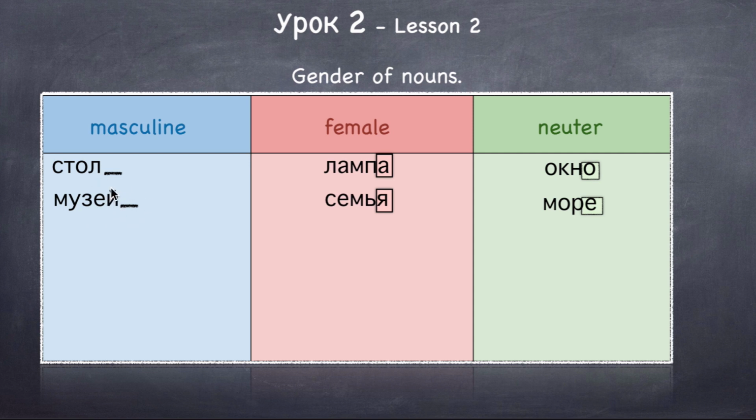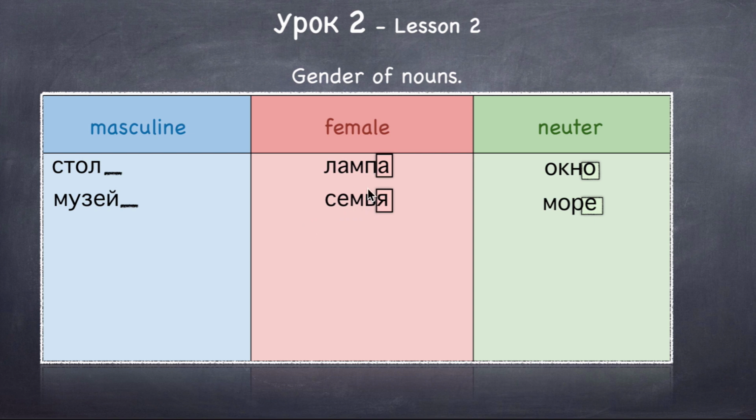The stem ends with a y consonant, which is a soft consonant. Therefore, I will call it a soft stem noun with zero ending. All nouns ending with a or ya belong to the female gender. Now, this stem ends with a hard consonant because it is followed by a hard vowel. I will call it a hard stem feminine noun.